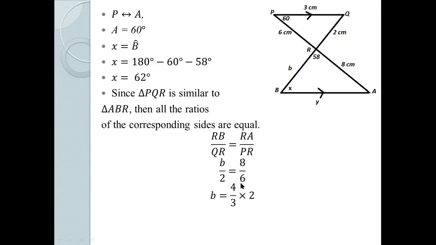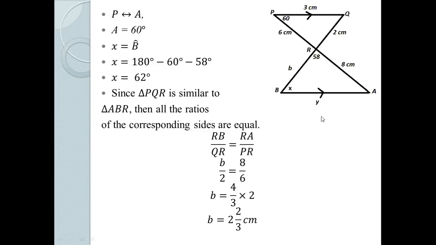When we simplify it, we will have B is equal to 4 upon 3 multiplied by 2. After further simplification, B is equal to 2 whole 2 upon 3 centimeters. We can write this in decimals, but because this is a recurring value, it's better to write it in the fraction.